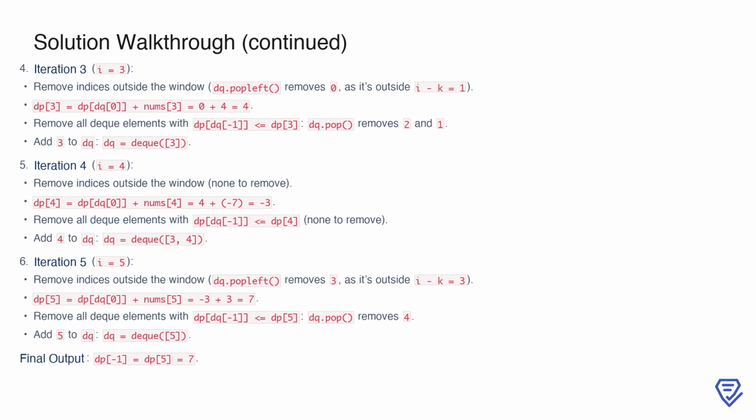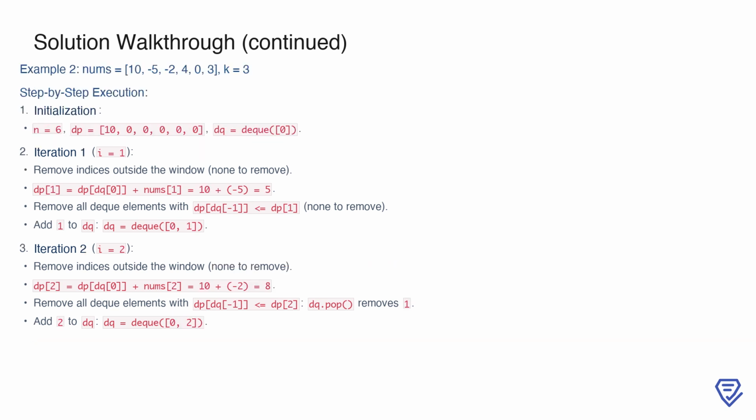We then compute dp[5] as dp[dq[0]] plus nums[5], resulting in minus 3 plus 3 equals... 7 is the stated result. Finally, we remove index 4 from the deque since its dp value is less than or equal to dp[5], and add index 5 to the deque. The final result for this example is dp[5] equals 7.